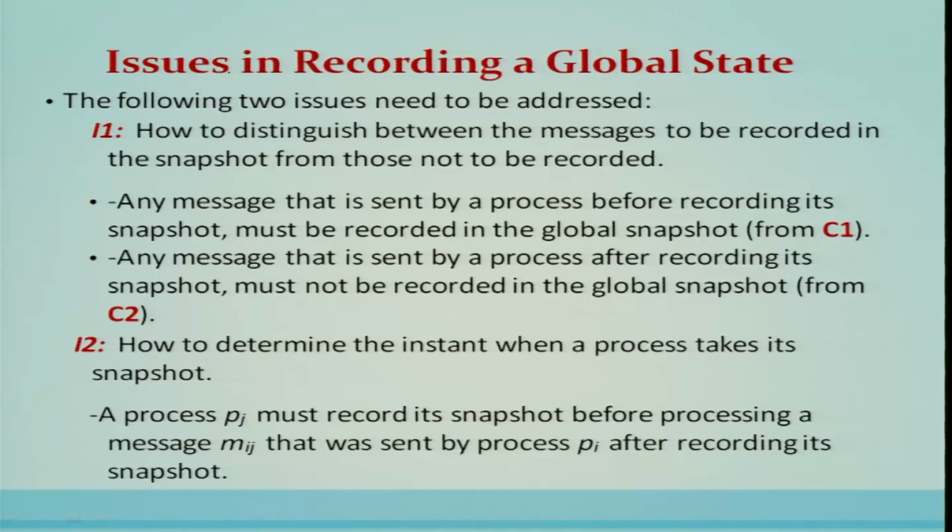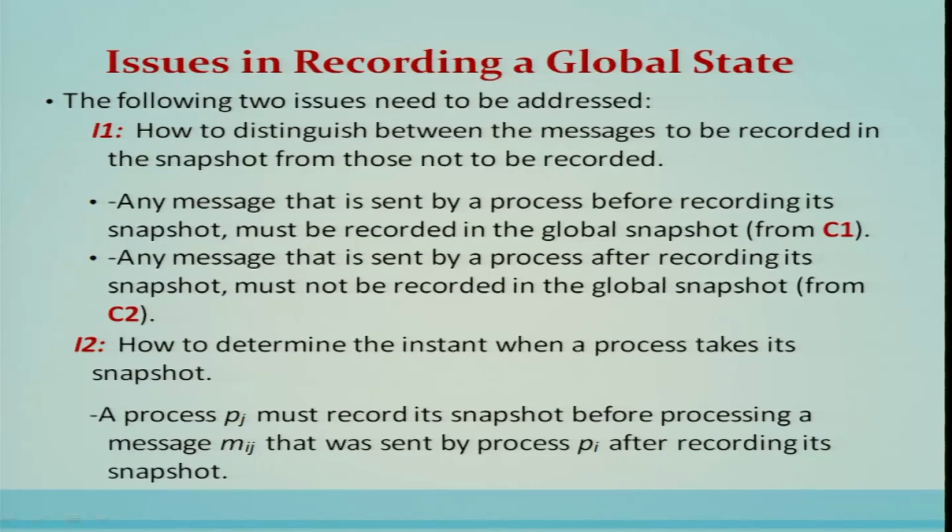Issues in recording a global state. The following two issues need to be addressed. Issue number 1, that is I1: how to distinguish between the messages to be recorded in a snapshot from those not to be recorded. Any message that is sent by a process before recording its snapshot must be recorded in a global snapshot, and this is condition number 1. Any message that is sent by a process after recording its snapshot must not be recorded in a global snapshot, and this is condition number 2 of issue number 1.